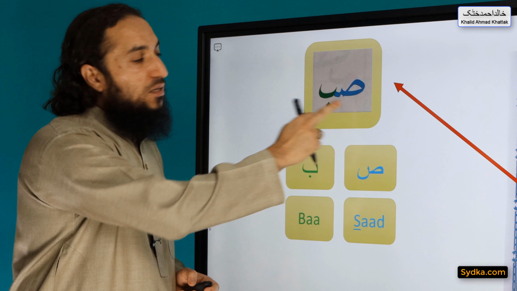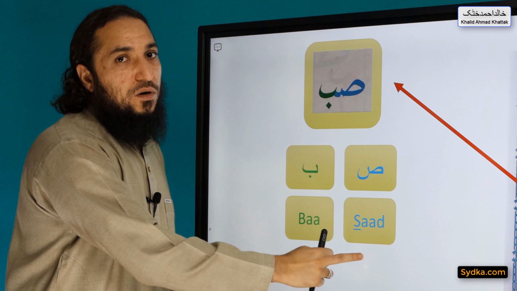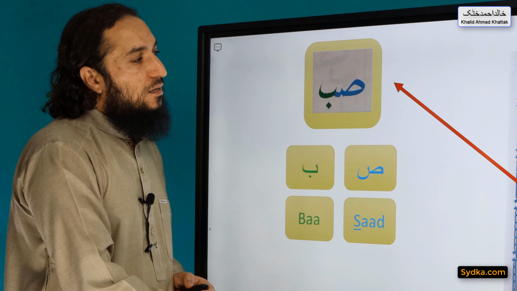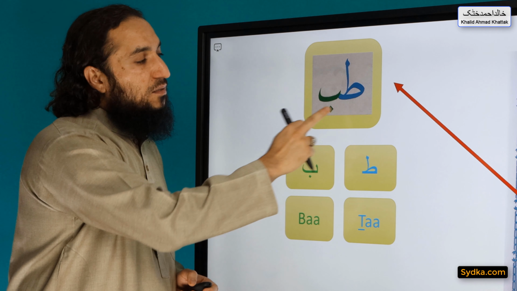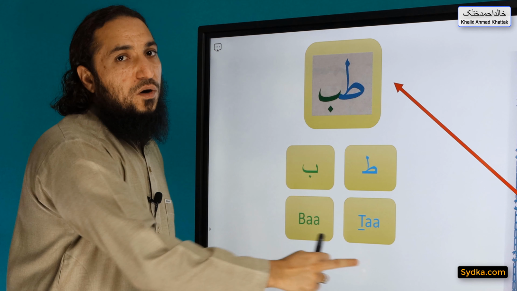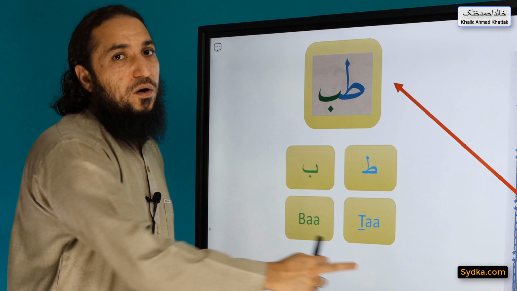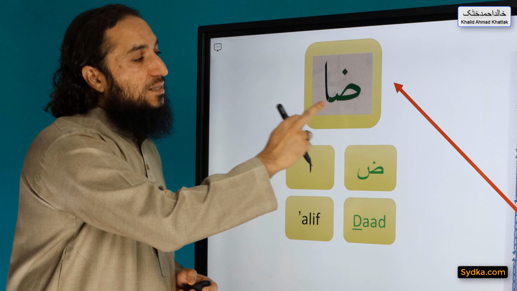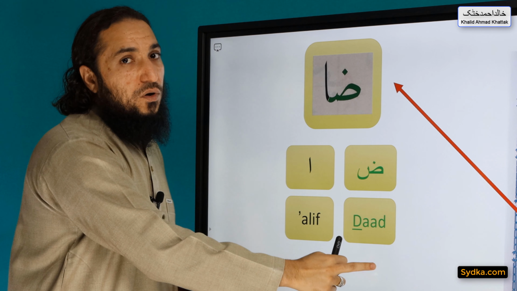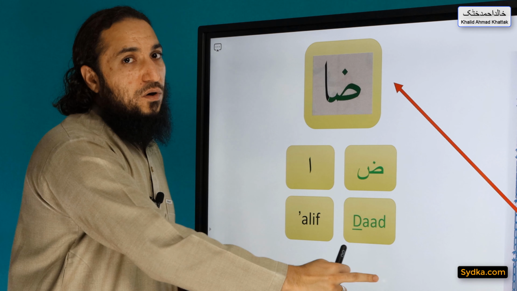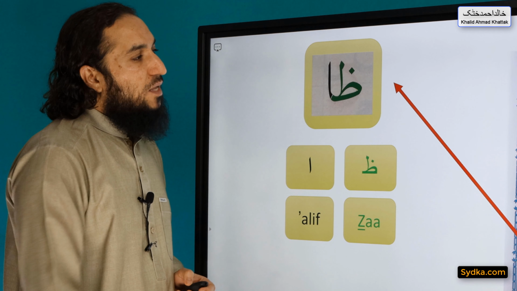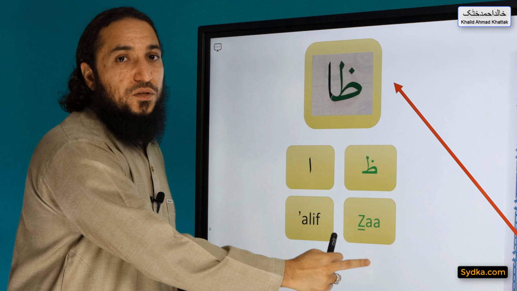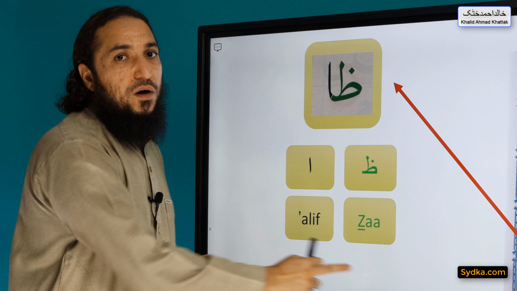The first one is Sod, the second is Ba. Sod Ba. The first one is Ta, the second is Ba. Ta Ba. The first letter is Dod, the second is Alif. Dod Alif. The first letter is Dha, the second one is Alif. Dha Alif.